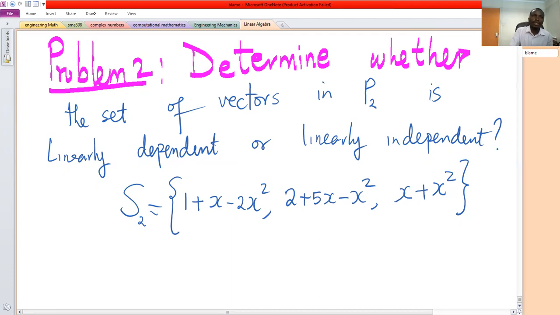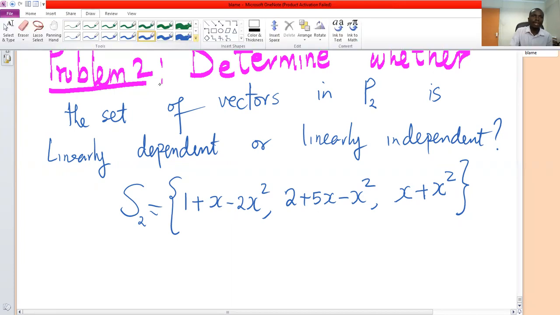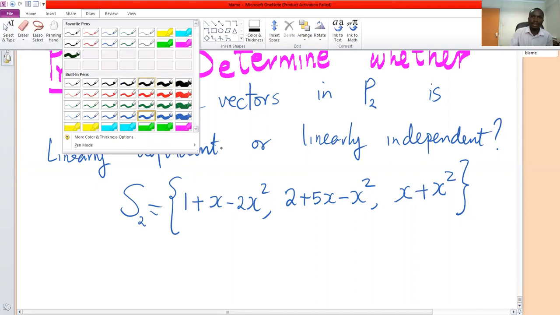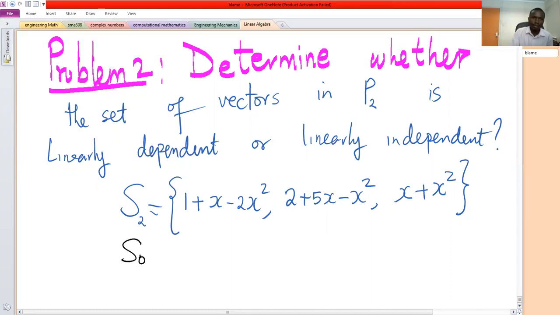To solve this, we start from the definition of linear dependence and linear independence. So, solution. Now we can call the first polynomial V1, the second one V2, and the third one V3.